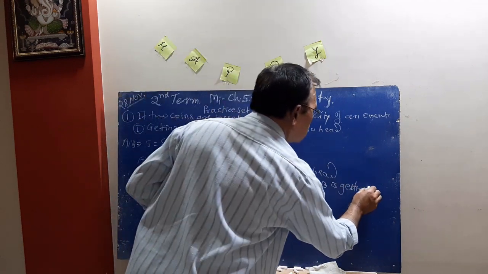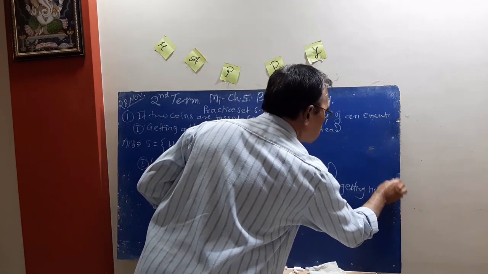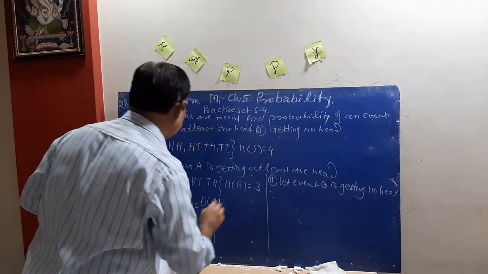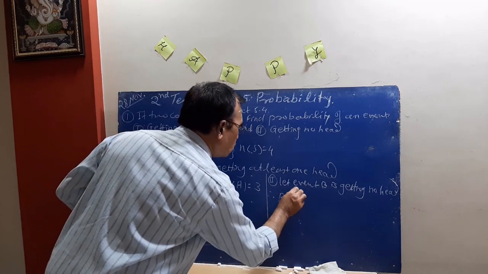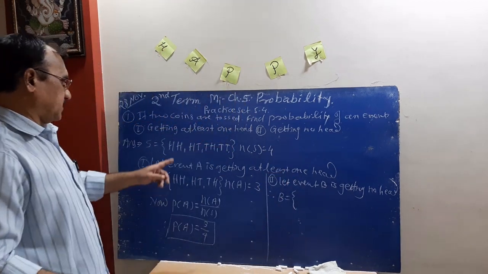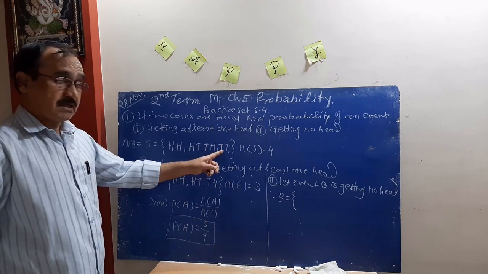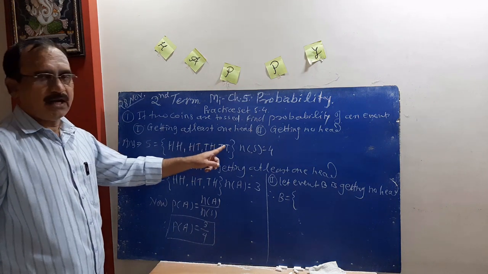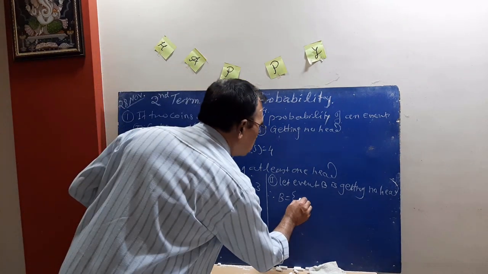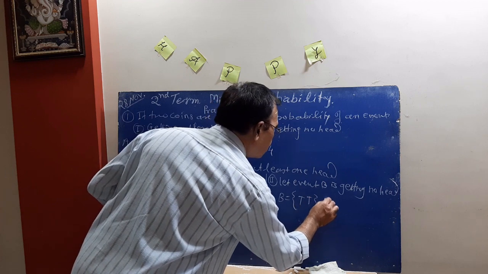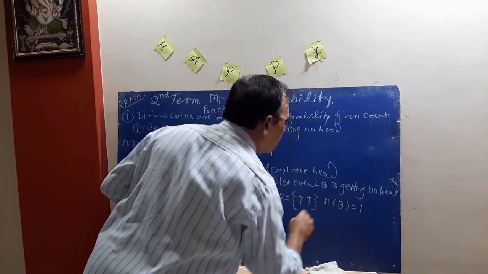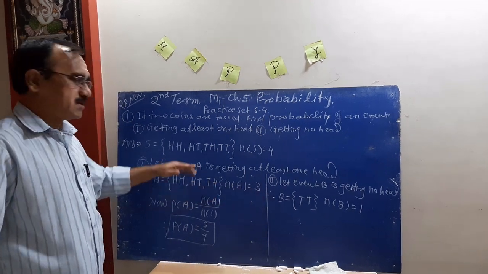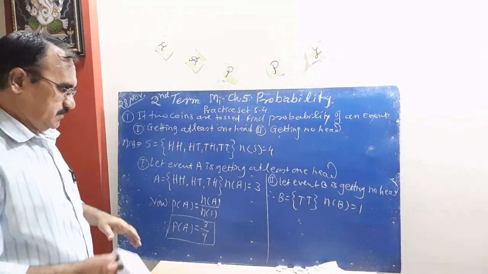Event B is getting no head. What is event B? B is equal to the sample points from the sample space such that there is no head. There is two head, one head and no head. That means B is equal to {TT}. N of B is equal to 1.